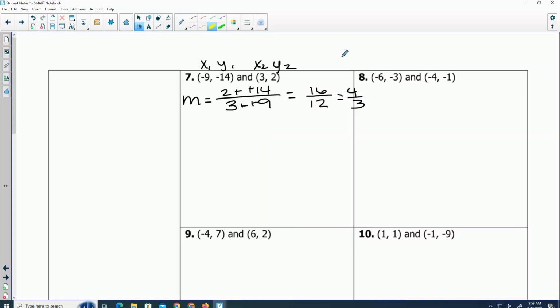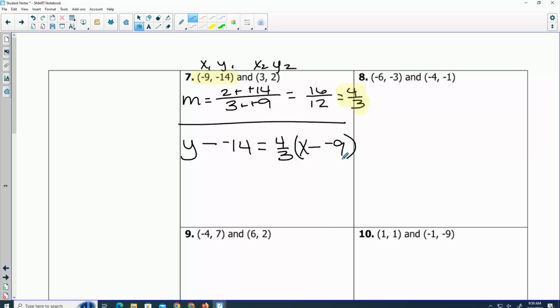So now I have my slope. Pick a point. And we're going to go to our point slope formula. So y minus y1, so minus negative 14, equals m, which we just found was our 4/3, times x minus x1 is negative 9. The minus and negative is getting a few of you. Every time you have minus and negative, what does it become? Positive, yes.